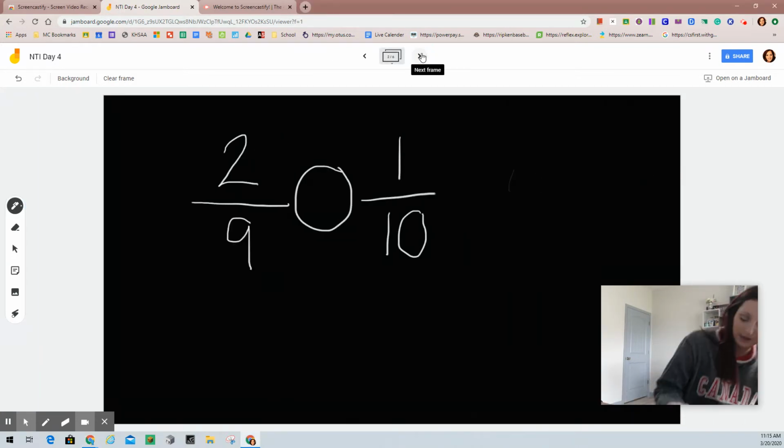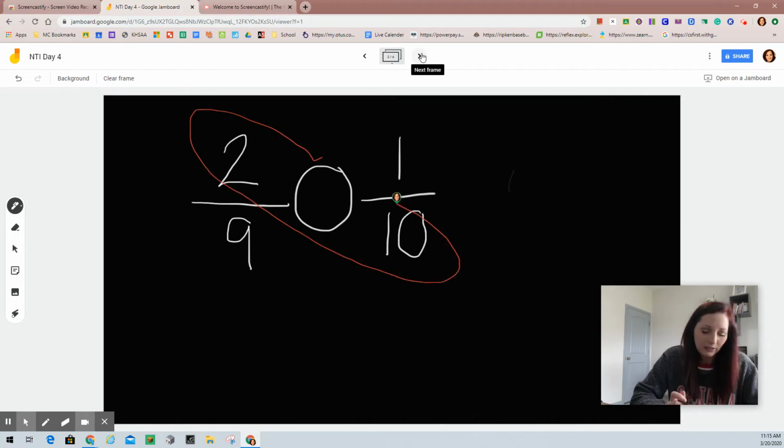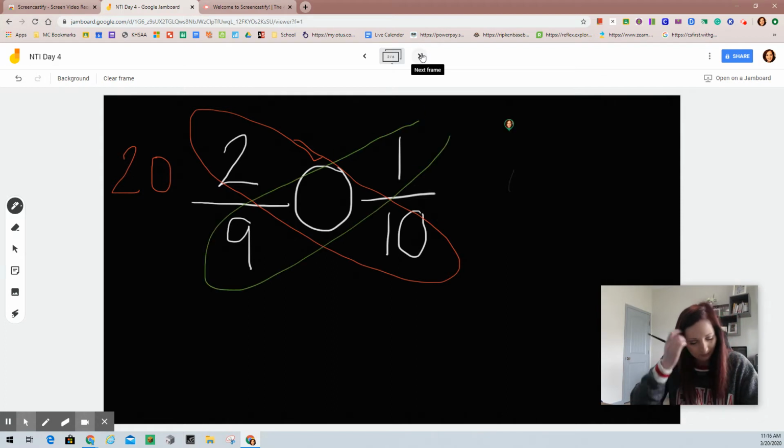Okay, so we have 2/9 compared to 1/10. What we'll do is we'll cross multiply. Let's change colors. We'll go red. So step 1, top to bottom, left to right, just like you read. 2 times 10 is 20. Step 2, I'm going to do in green. 9 times 1 is 9.